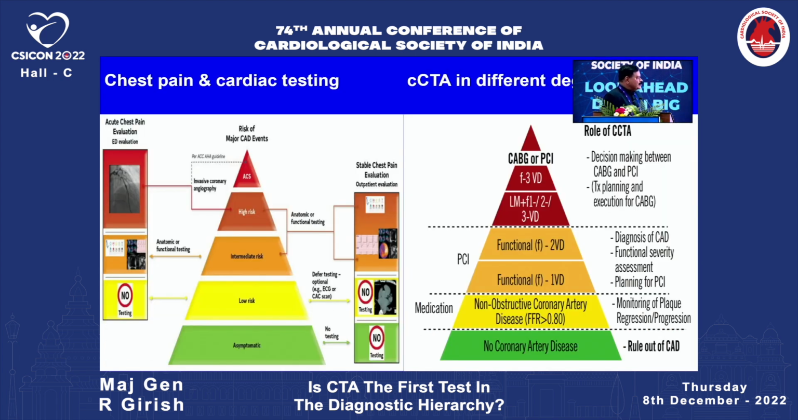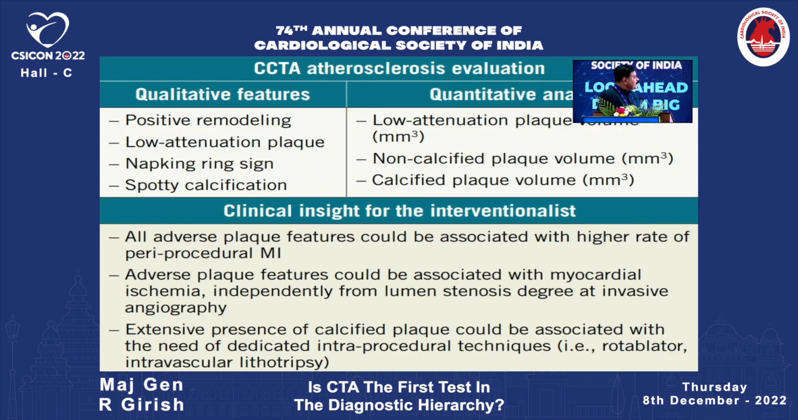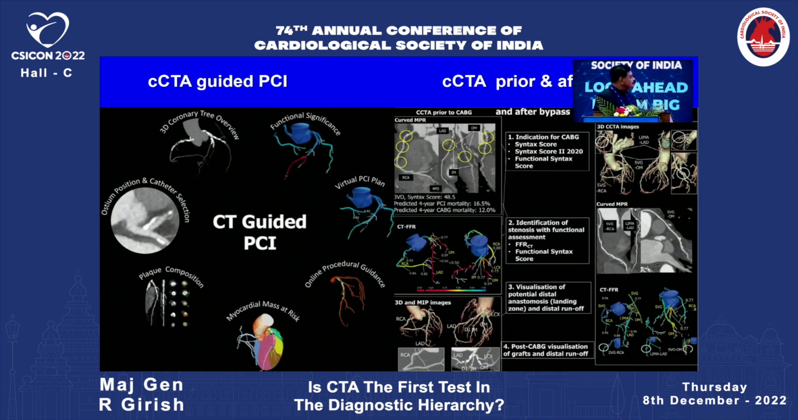Of late, there are societal recommendations for use of CTA prior to revascularization strategies, as it provides clinical insight for the interventionalist. Adverse plaque features are associated with a high degree of periprocedural MI, like the napkin ring sign, which is associated with low flow, and similarly, the high risk plaque features are associated with many other complications. And if extensive calcification is present, then rotablation or intravascular lithotripsy can be planned.